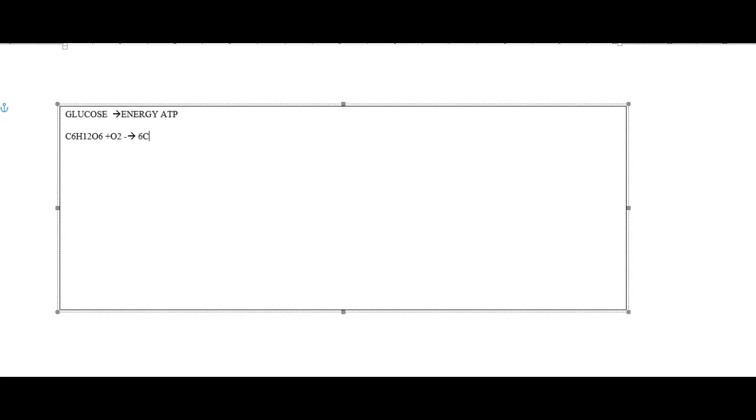6 carbon dioxides and water. Okay? So this whole process, we're going to add a lot of details to this. And probably 6 waters here. Let's put 6's in here because they're all 6's. So this is a short summary of cellular respiration.